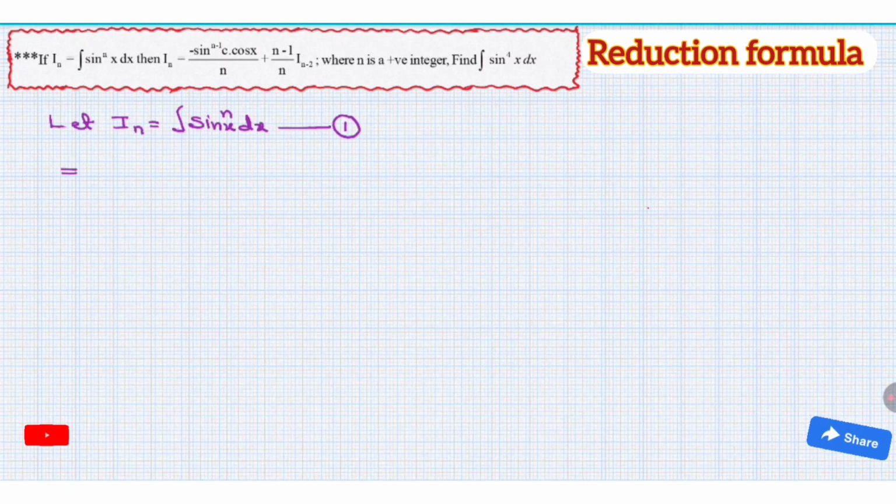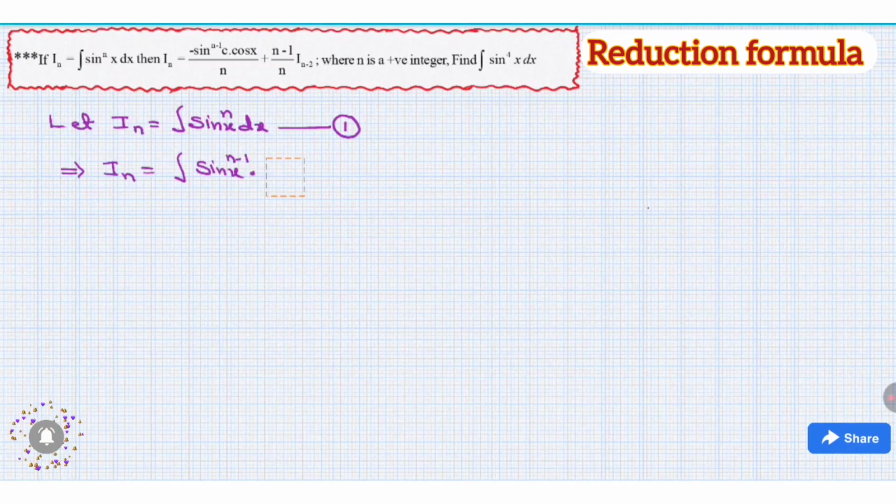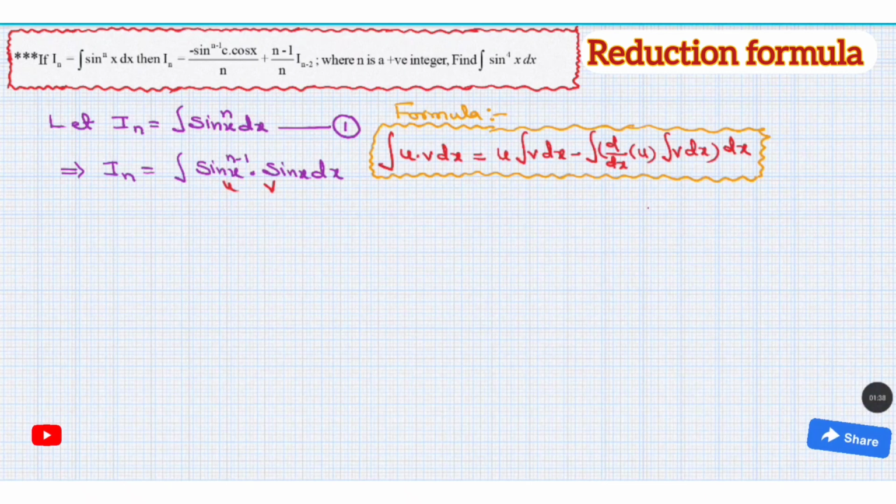Next, In equals integration sin x power n. We can write it as sin x power n minus 1 into sin x dx. Now apply integration by parts, the u into v form. The formula is: integration of u into v dx is equal to u into integration v dx minus integration of d by dx of u into integration v dx, whole dx.